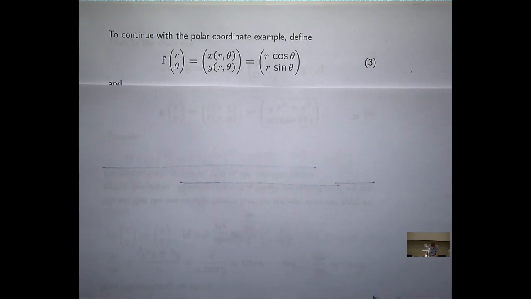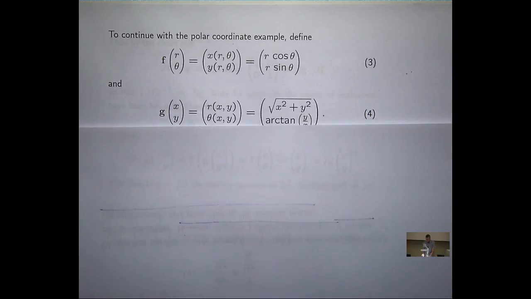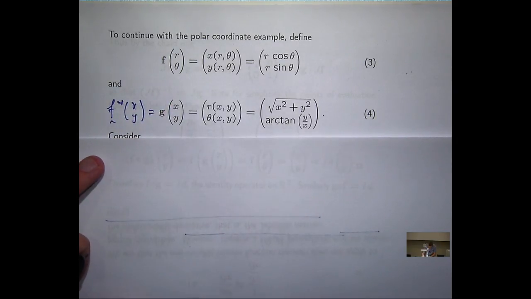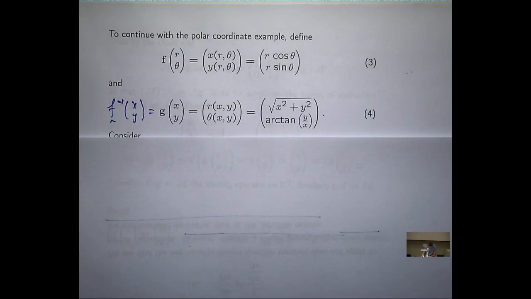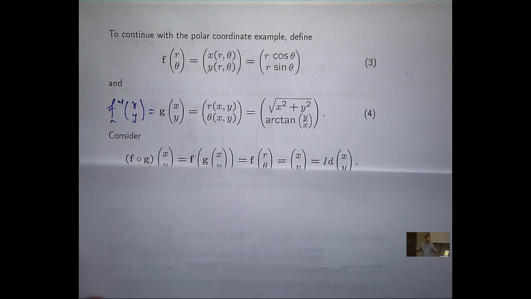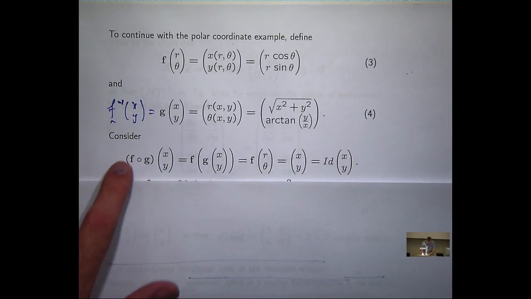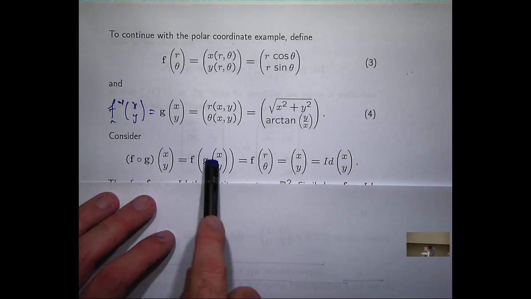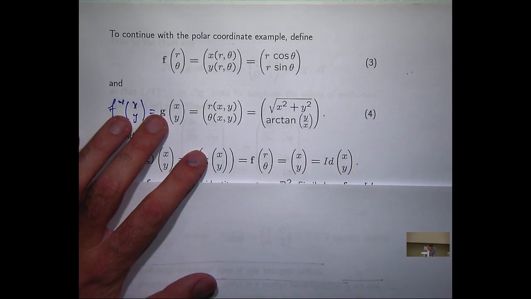Okay, suppose we've got our polar coordinate example again, and our inverse function. Sometimes it's denoted by G. It just saves a few headaches in notation. Now, what do I know about functions and their inverses? If I compose f with g, or g with f, what do I get? Well, I get the identity. Basically f and g undo each other, and you're just left with this column vector.